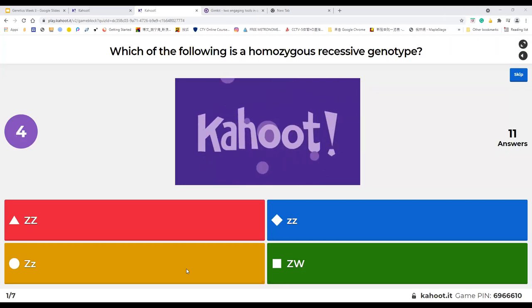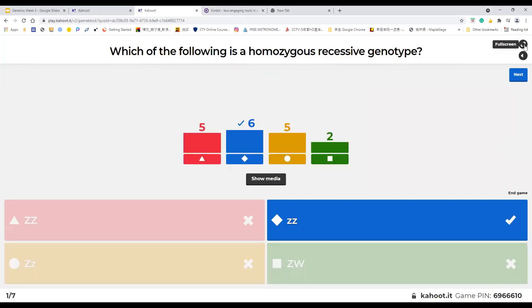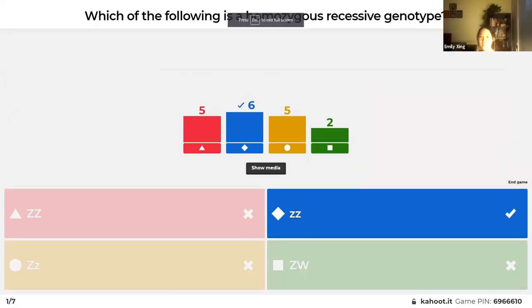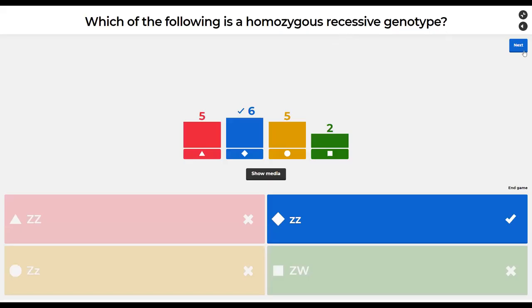I can't see my screen, it's lagging. It's lagging really a lot. Yeah, I couldn't see anything. Let me stop my screen and then I'll reshare it. Okay. You guys see the Kahoot? I can see it. Yes. Okay.